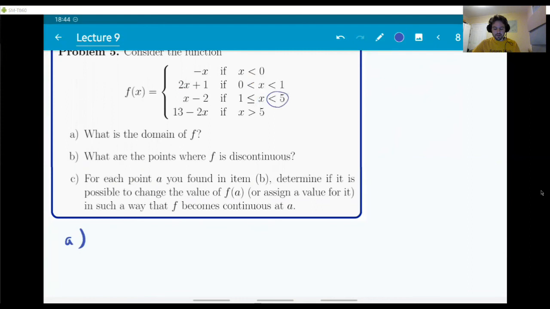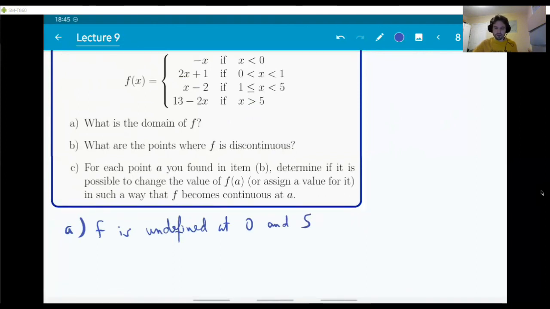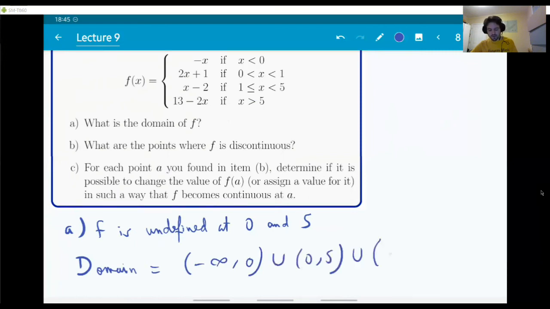5 is not included here, but then 5 is also not included in the next one. And everything larger than 5 is included. So just from looking here, we see that f is undefined at 0 and 5. The domain is everything other than those two numbers. So the domain in interval notation, you need to have an interval that stops at 0, then picks up between 0 and 5, and then goes from 5 onwards.